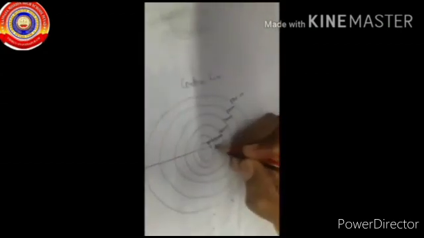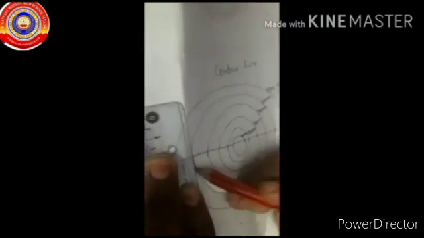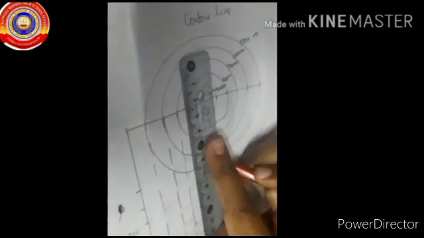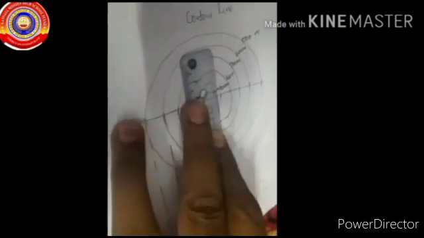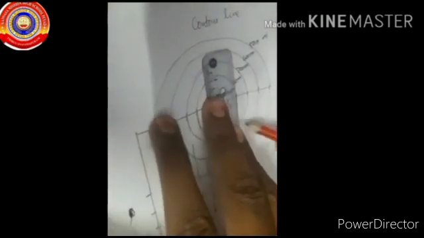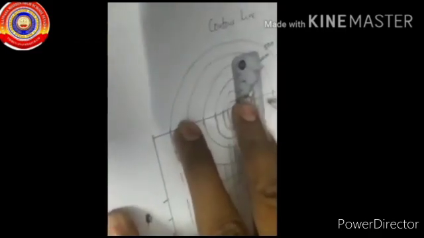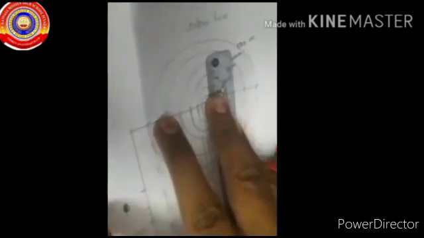Copy the contour lines on a tracing paper and draw a line AB through the center of the contour, and mark the contour values. Draw the x and y axes below the line AB. Mark the values of the contours on the y-axis in an appropriate scale.